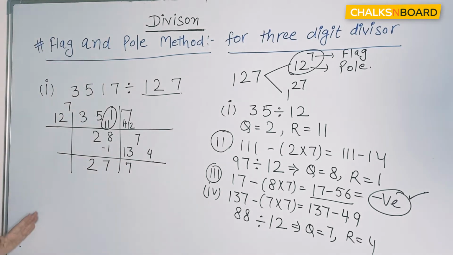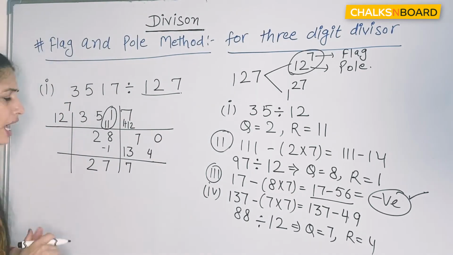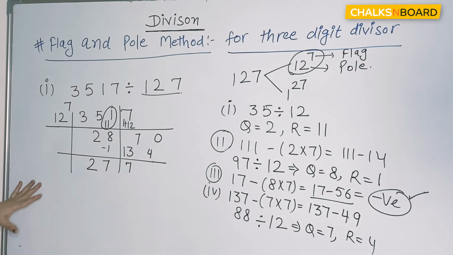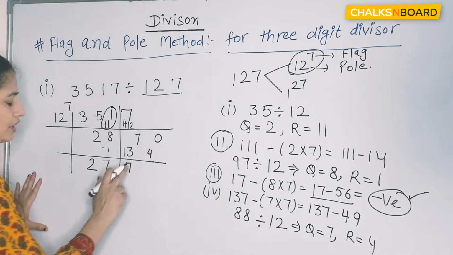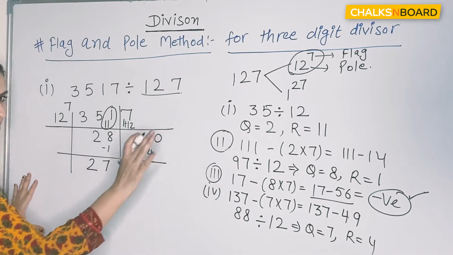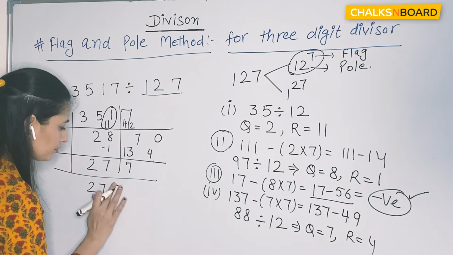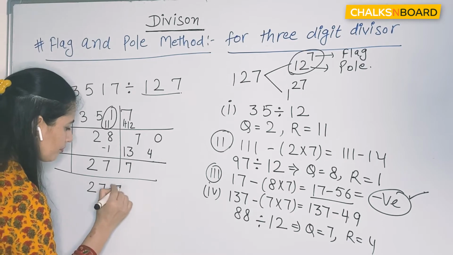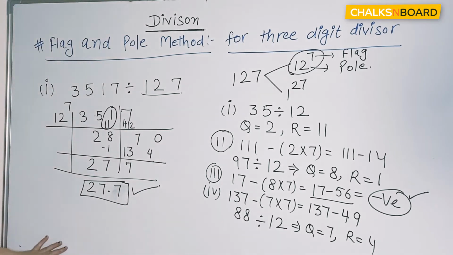So अगर आप चाहते हैं कि आपको डिवीजर आपको डेसिमल के बाद भी 2 डिजिट नंबर चाहिए, तो we can put 0 here. Otherwise, we can stop here. So here, next number is 40, and if you want, so you can continue. Otherwise, we can stop here, and this is our answer. That is 27.7 is our answer.